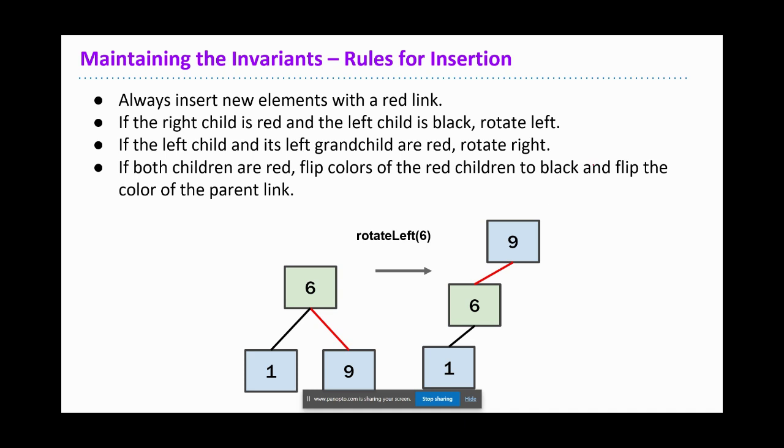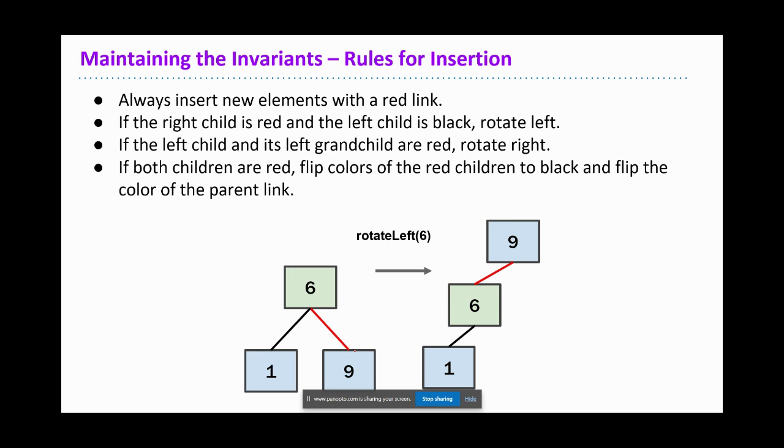So these are the actual specific rules for how we maintain the invariants on insertion. So the first rule is that we always insert new elements with a red link. So let's just do an example really quick. Let's pretend that there's no 9 here, so we have 6 and 1. If we had to insert a 9 into this tree, we would go from 6. Is 9 greater than 6? Yep. So we go to the right, and then we insert it here, and then we insert with a red link. So hopefully, how 9 got here makes a little bit of sense.